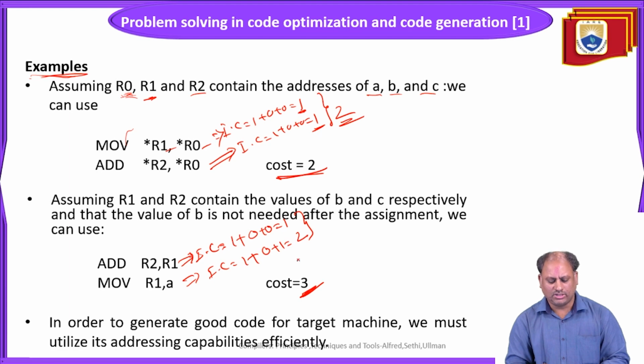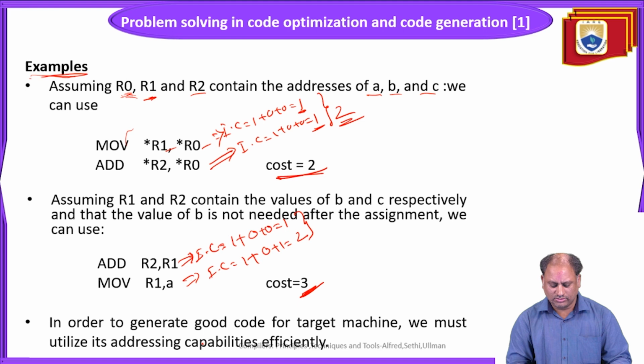So here assume that R1 and R2 contain the values of B and C, so that the value of B is not needed after the assignment. If we use that one, then from the storage point of view, it is to be increased only. So if it is required, then we can. Here the value of B is not needed, so we can directly write R1 comma A.